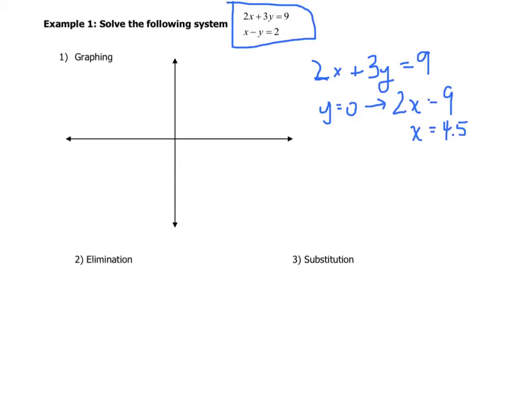Okay, so somewhere on my graph here, just really roughly, since I control this, I'll just put a 4.5 right there. It's so easy when you're in charge. Okay, next, what if x equals 0? Well, if x equals 0, we have 3y equals 9, and therefore y is equal to 3. Okay, so I'll put another point here at y equals 3. Again, I'll write down my scale. Maybe I'll call that an x and y for the axes, and I'll connect the lines.